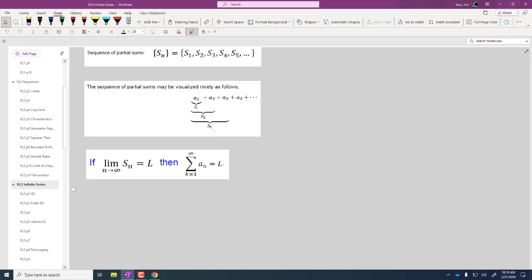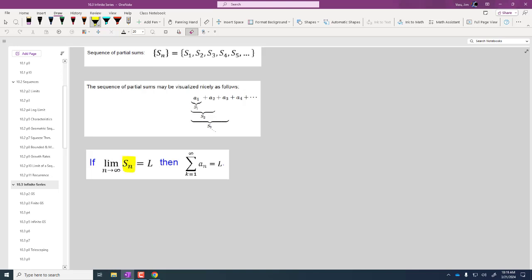If the sequence of partial sums happens to have a limit, then the series converges and is equal to that number. So if the sequence of partial sums converges to L, then the series equals L. So that's it. That's infinite series in one slide. One slide. Easy. Right? Seems easy.